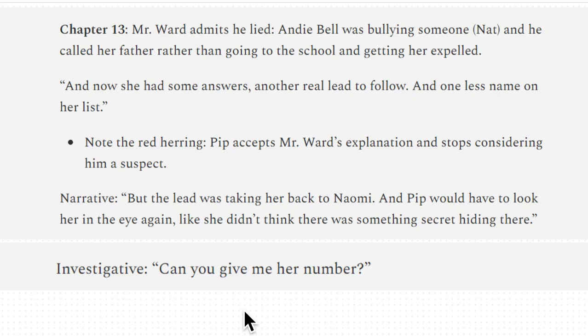I don't know if his name even gets on the person of interest list, but if it was on, it is now off. The narrative last line is, but the lead was taking her back to Naomi, and Pip would have to look her in the eye again, like she didn't think there was something secret hiding there. This scene, especially this last line here, repeats Pip's desire, motivation, next steps, personal stakes, and inner conflict. Her personal stakes and inner conflict all kind of centering around that relationship with Naomi and Kara.